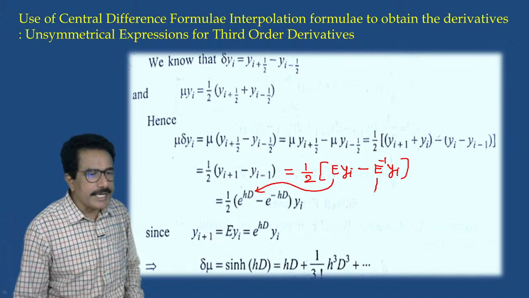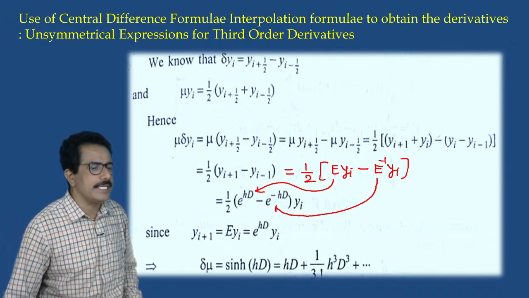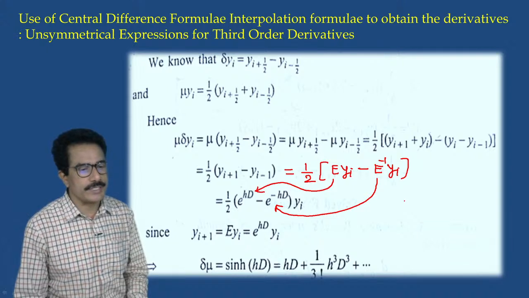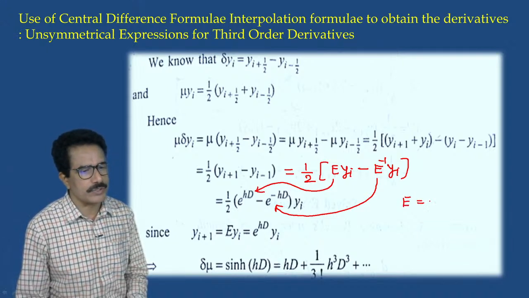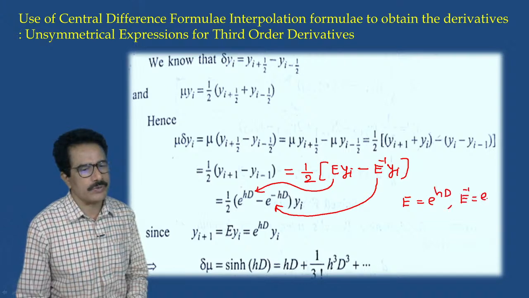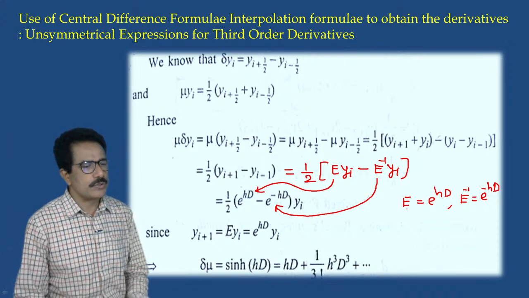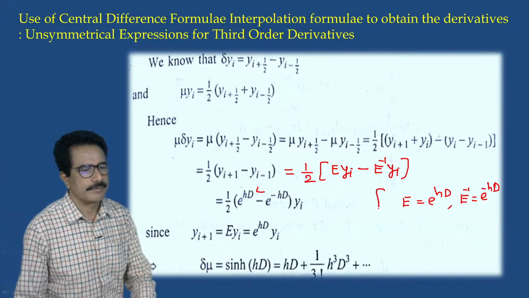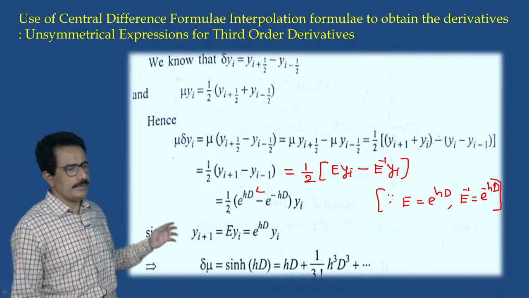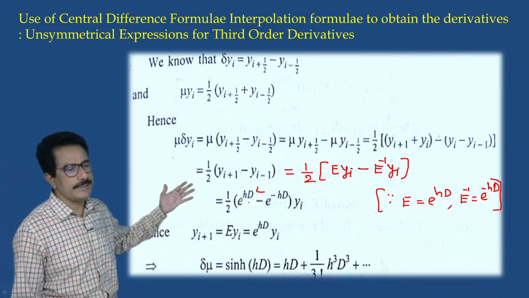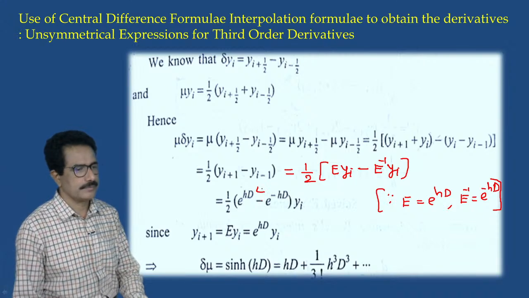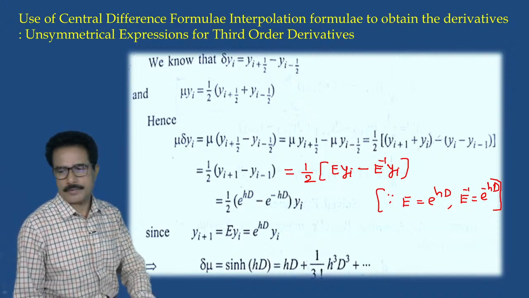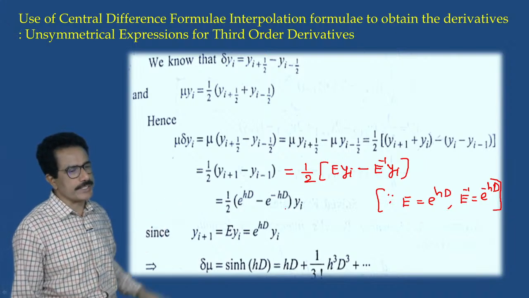So also e raised to minus 1 can be written as small e raised to, because there is one formula that is e equals e raised to hd and e inverse equals e raised to minus hd. So we have to replace these two formulas. So we get 1 by 2 e raised to hd. Remember the formula, see, hd.